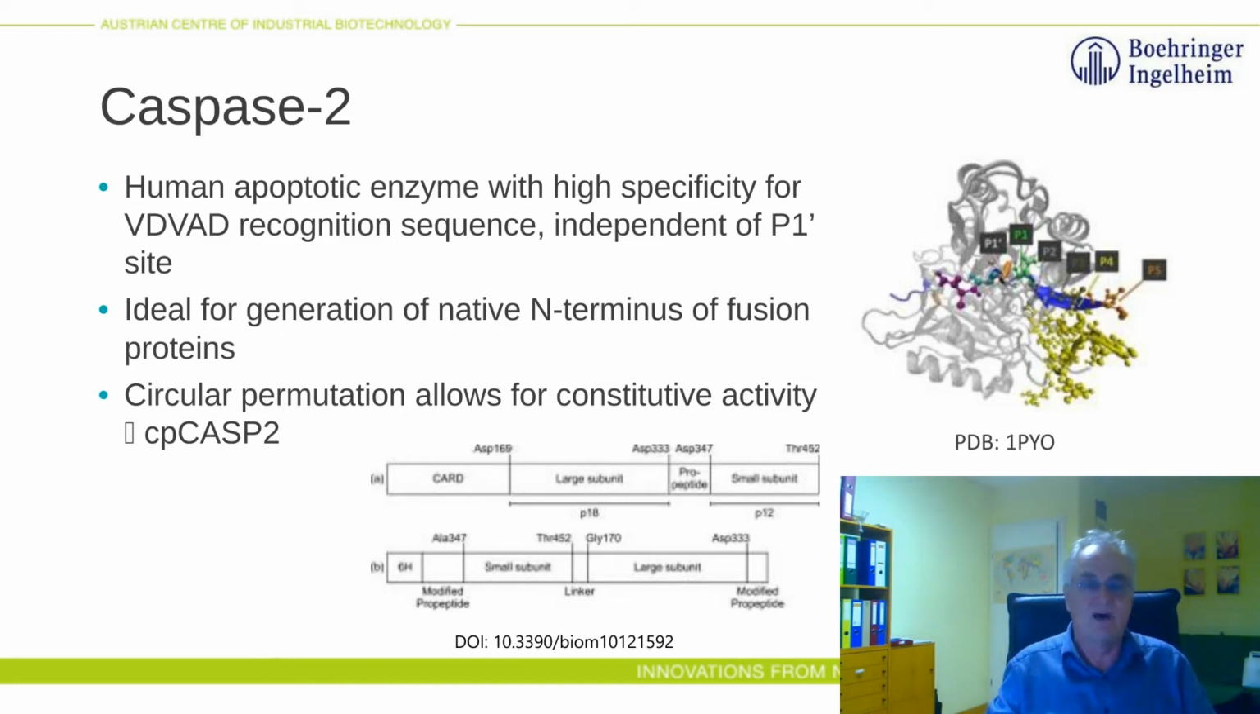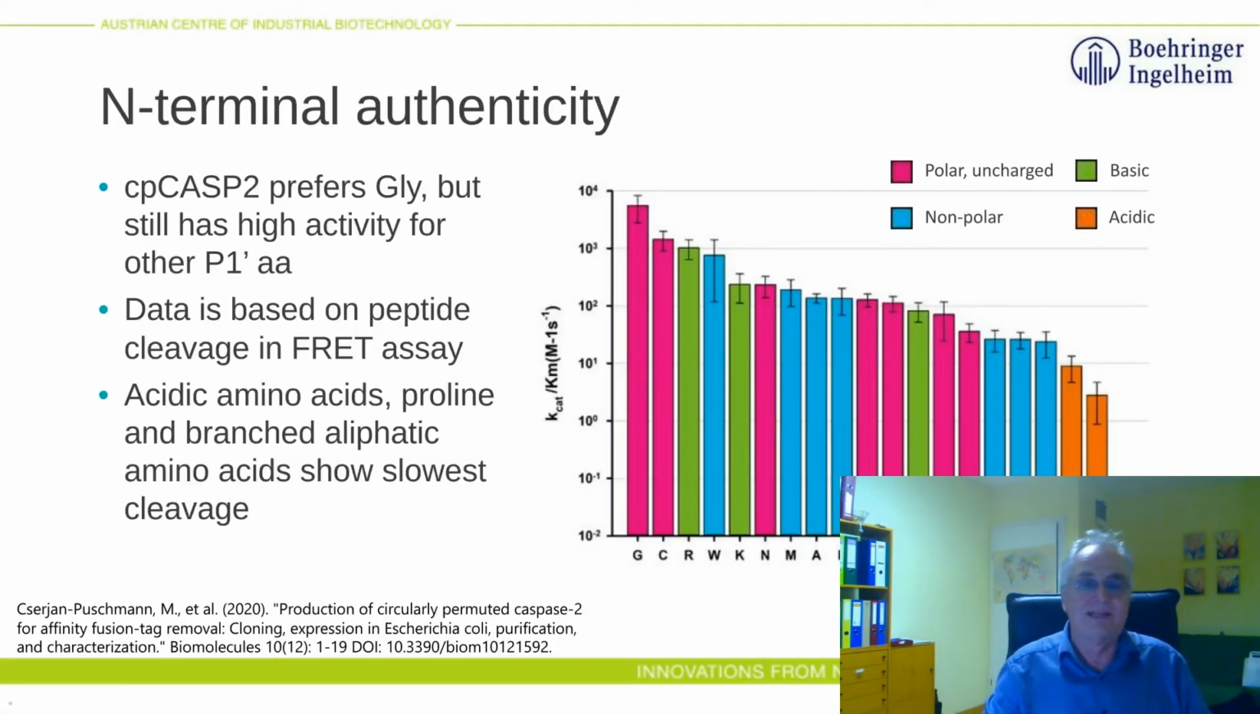because this then allows a constitutive expression. Circular permutation doesn't mean anything else than that we have linked together both chains of this heterodimer. So we have linked the C-terminus with the N-terminus, so that the protein is expressed as a single chain. So what you see here is this N-terminal authenticity.